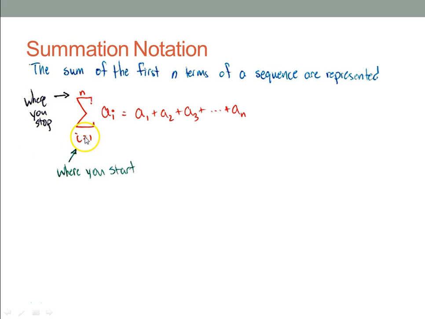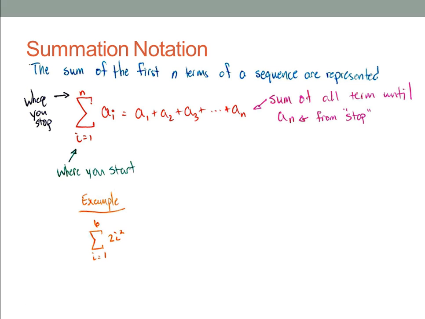Now if i equaled 3, then my first term would be a sub 3. I'm sorry, I would equal 3. And we just keep on going until we reach the nth term where we stop. Okay. Now we just add all those together until we reach a sub n, which is where we stop. Sweet. So for example, let's take a look at this one.